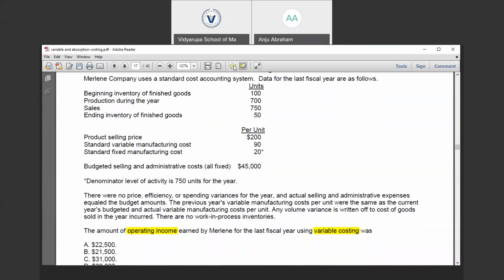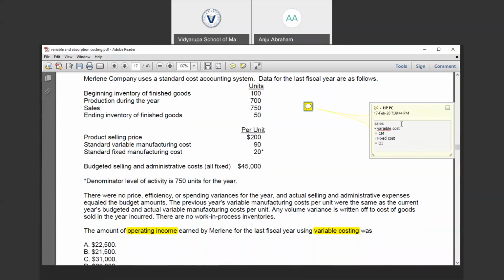So let's compute. Sales, how do we compute the operating income under variable costing? Sales minus variable cost, we get contribution margin, minus fixed cost we get operating income. This is the contribution margin income statement format, which is also equal to the variable costing income format.